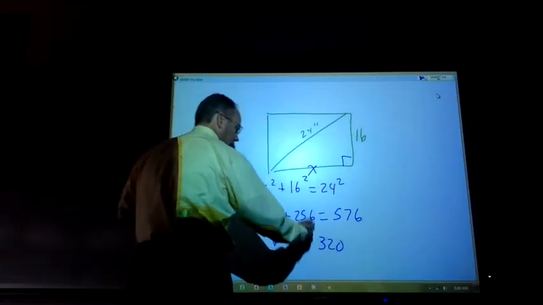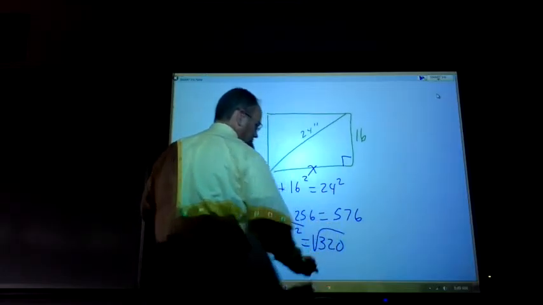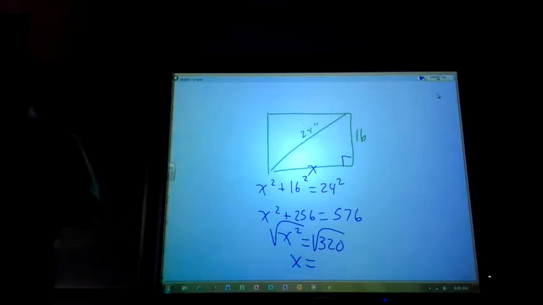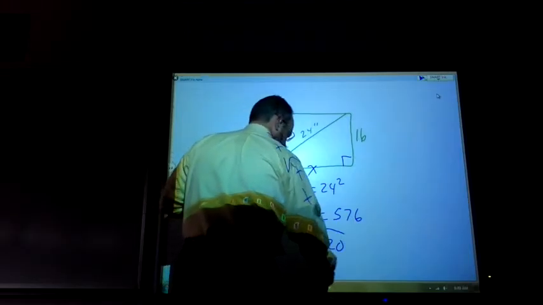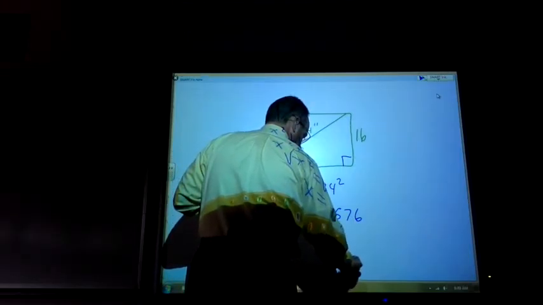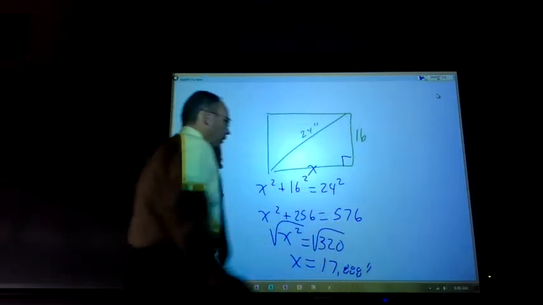So then, basically, I take the square root of both sides. What's the square root of 320 to 3 decimal places? It's less than 20. 17, 18, 20. It's like 17.888. Yep. Cool.